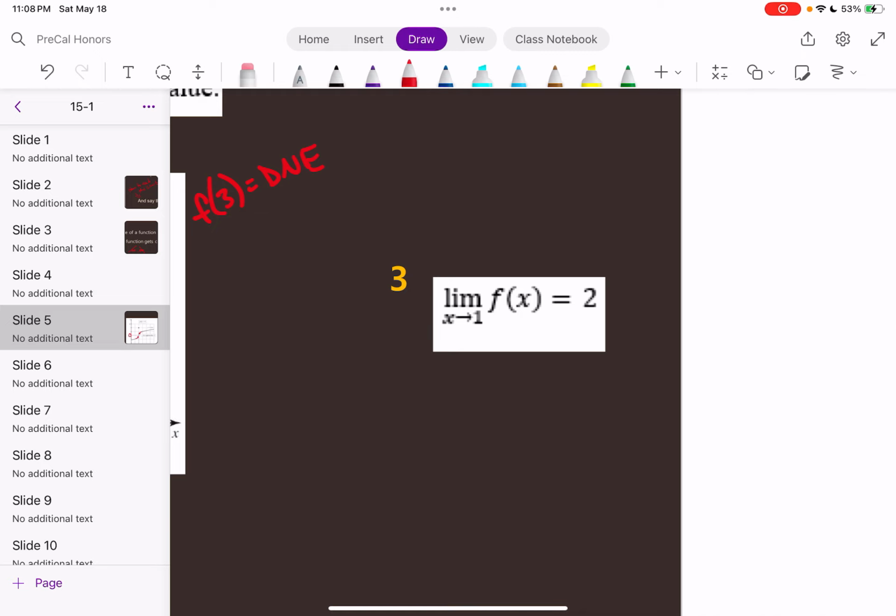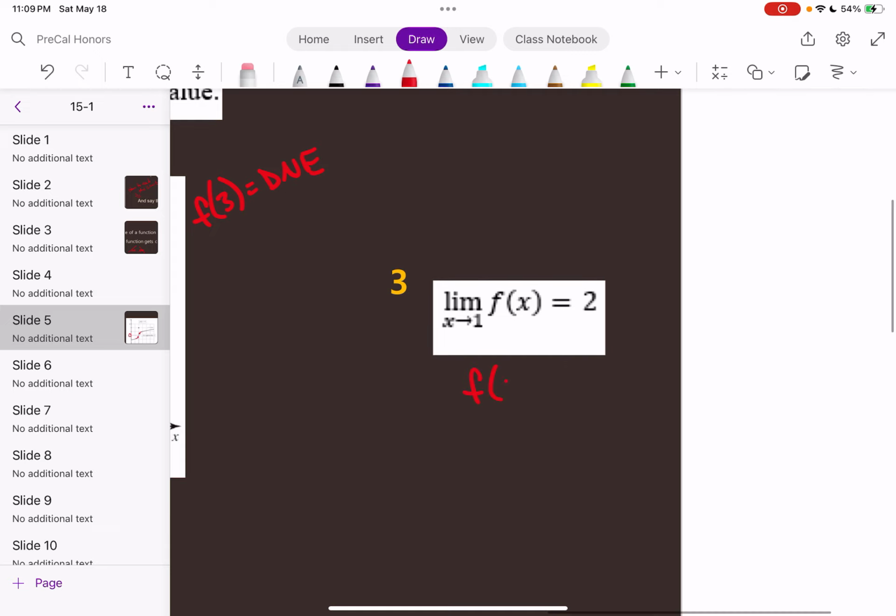Example 3, we have an equation that says the limit of f of x as x approaches 1 is equal to 2. In this scenario, we are looking at f approaching 1, or f of 1, and this would give us an answer of 2.